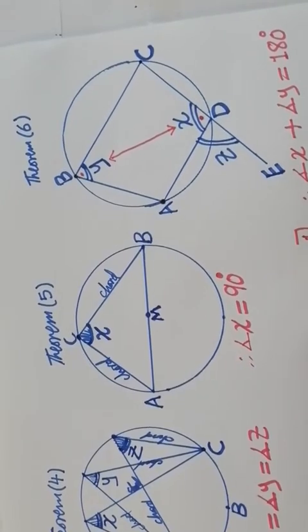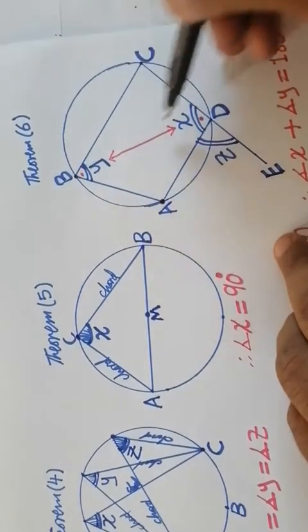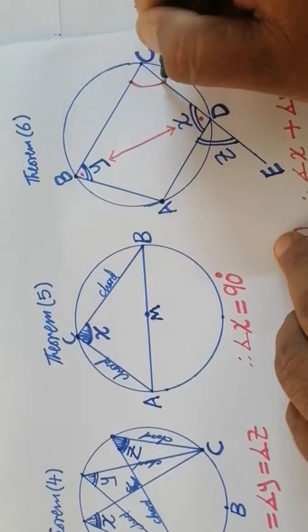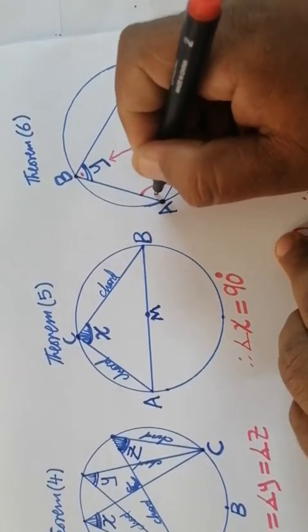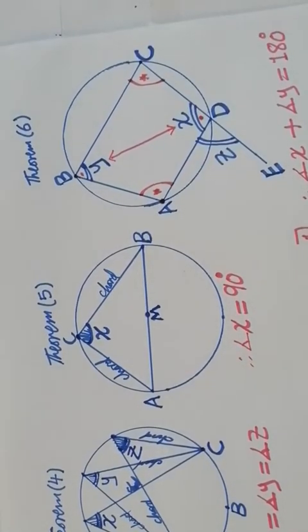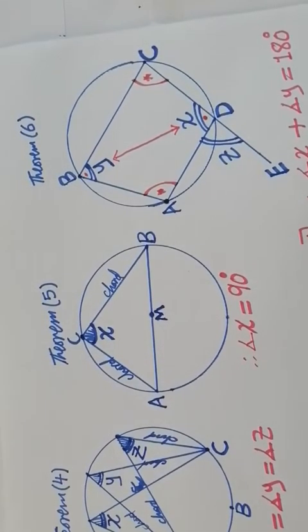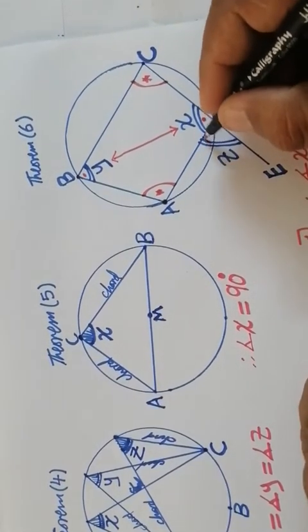Number two, I'm talking about theorem 6. In a cyclic quad, opposite angles are supplementary. Not only these two, even this one and this one together add to 180. Opposite angles are supplementary. Number two, the exterior angle. This is the exterior angle here, angle Z.